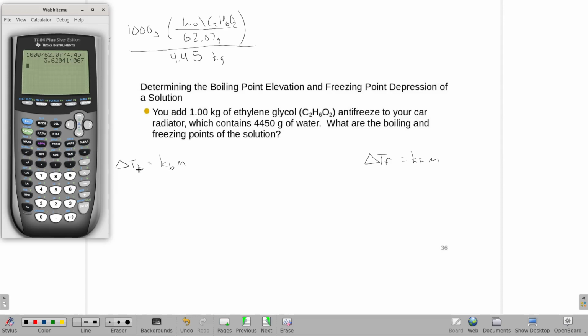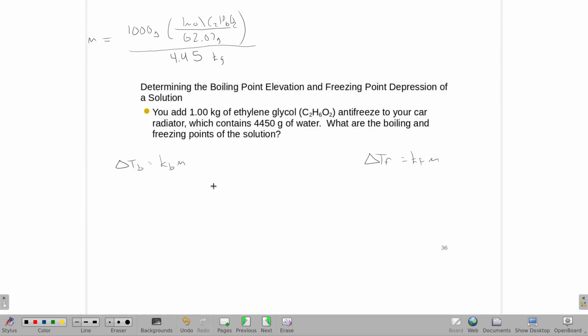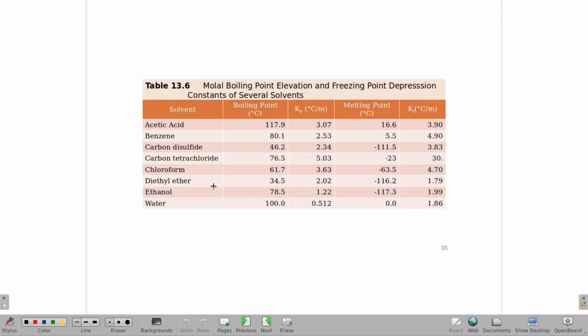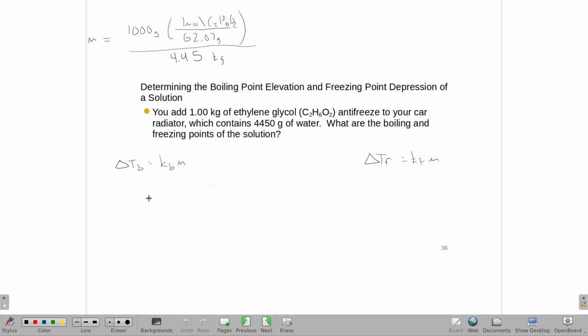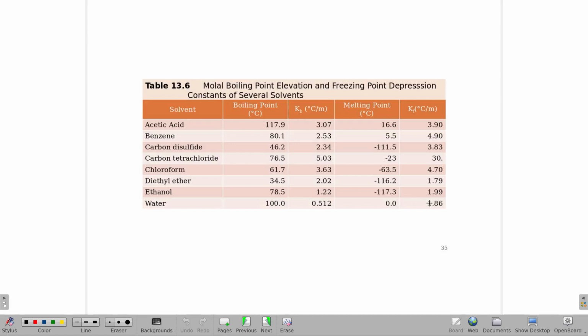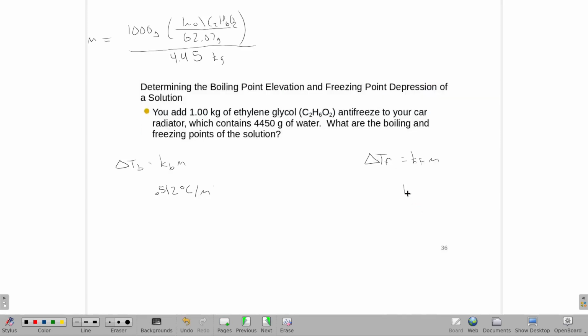Alright, to get my boiling point, I need the KB of water. It's not on this slide, it's on my previous slide. The KB of water is down here at the bottom, 0.512. For some reason I was thinking that's supposed to be 515. And the units are degrees Celsius per molality. KF is 1.86. Same exact units.